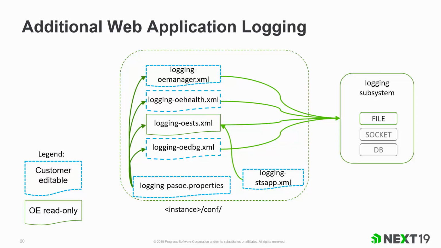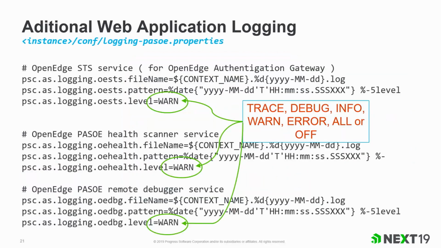The one exception is the secure token service. So there is a logging-sts app.xml, and that's got the loggers for logging-oests.xml. Okay, so if you need to bump up some STS, some token service logging, that would be where to look for that. Okay, how does it look? Same thing. So this is in that same file, logging-pasoe.properties, file name pattern, the template for the log message, and the logging level.